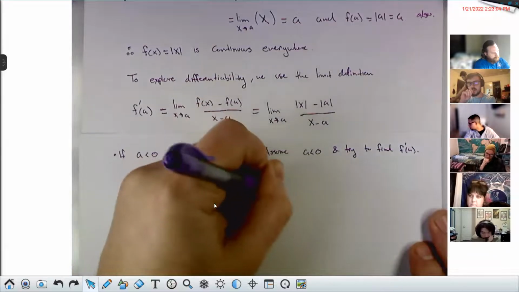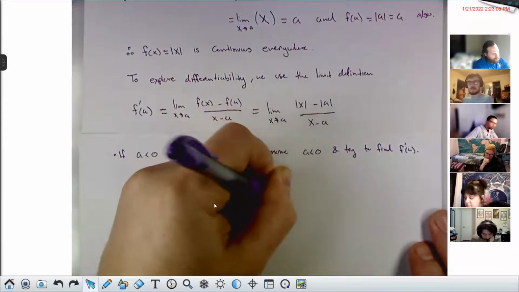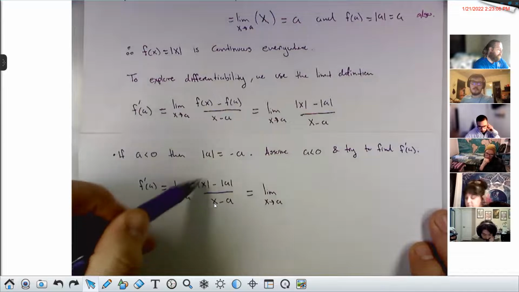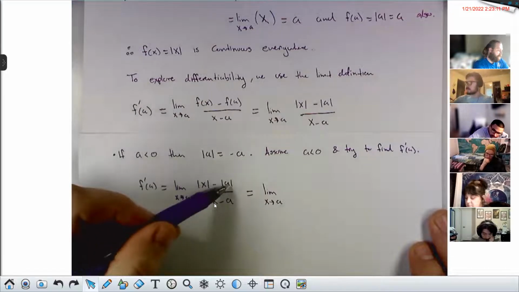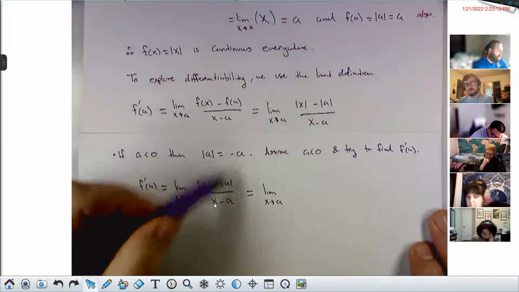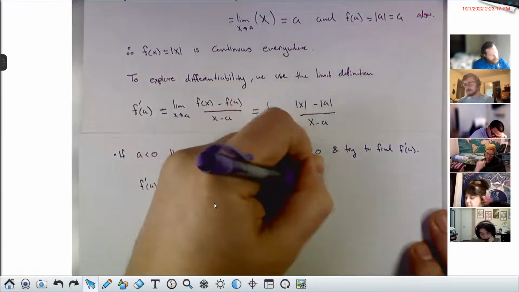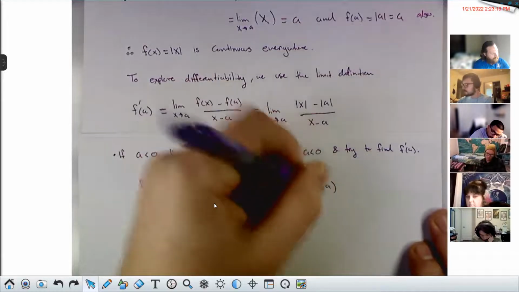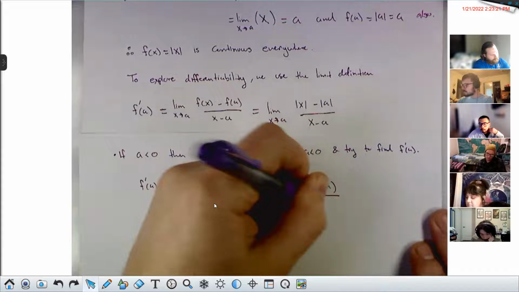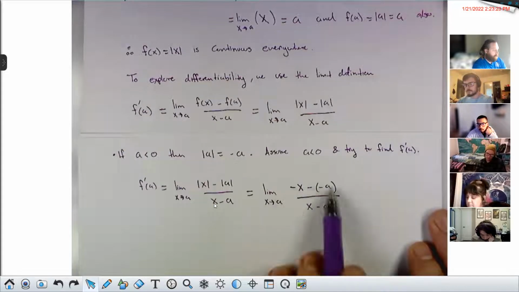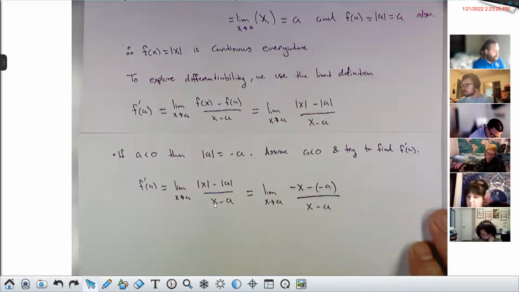So what that means is that this is the limit as x goes to a. The absolute value of x and the absolute value of a would be -x and -a. And downstairs, we still have x minus a. And the reason for this is that a and x are both negative.